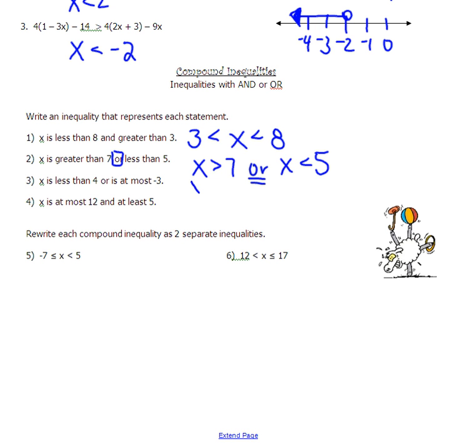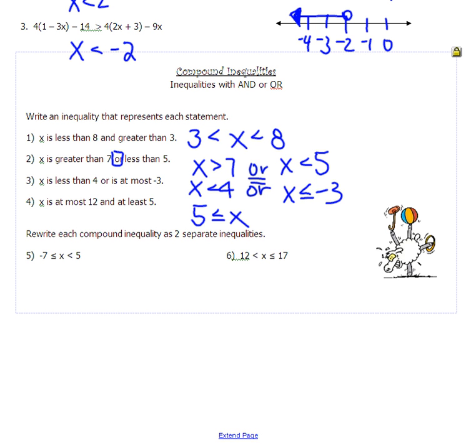The x is less than 4 is pretty easy. Or at most -3. Can it be -3? Yes, it can be -3. Can it be -2? Sure. Can it be -4? No. So less than or equal to. x is at most 12 and at least 5. At least 5 is or equal to, so it could be 5 or it could be more. And at most 12, it can be 12 and anything below 12.